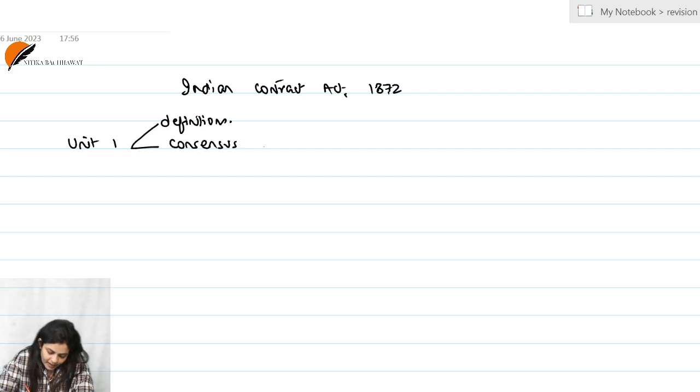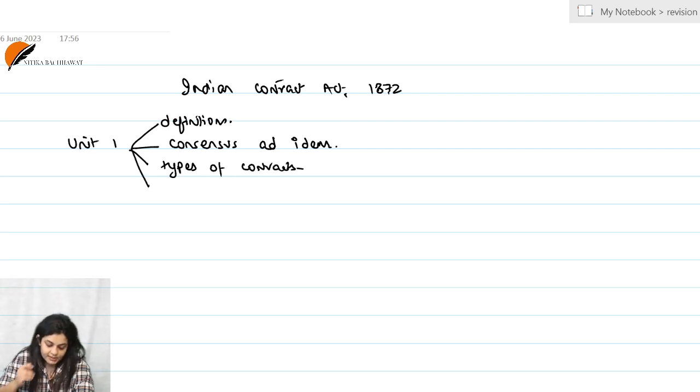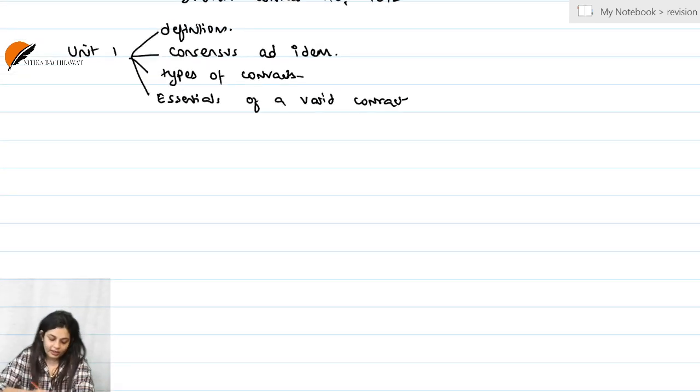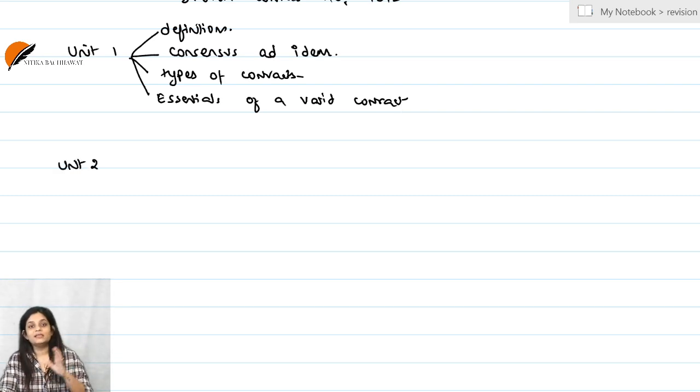And then we had done this topic, consensus ad idem. Then we had done all the different types of contracts, and we had taken a bird's eye view of all the essentials of a valid contract. Then we did not continue under the same unit, but I divided this part in the second unit. Though if you see the ICAI material, you will see it's given under Unit 1 only.